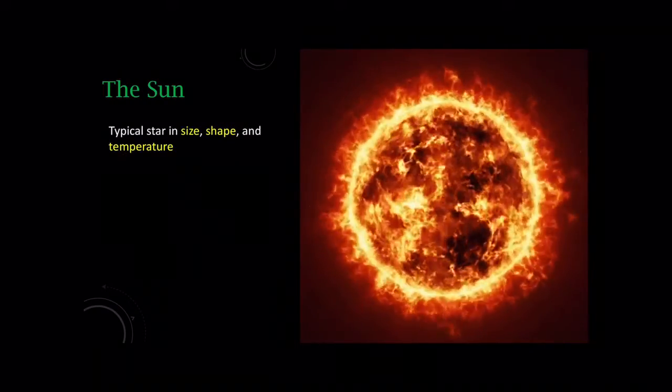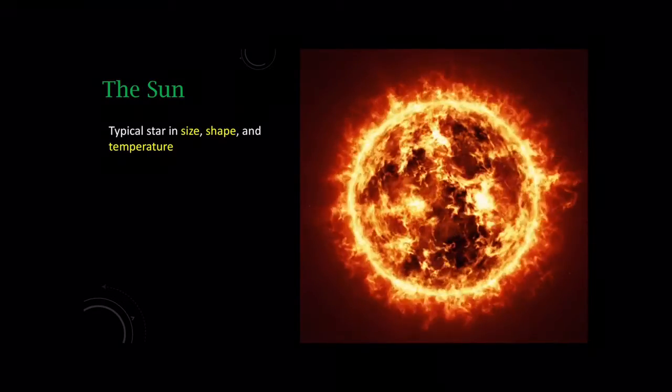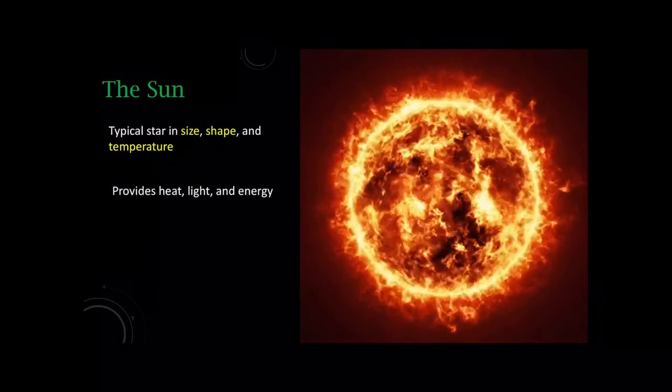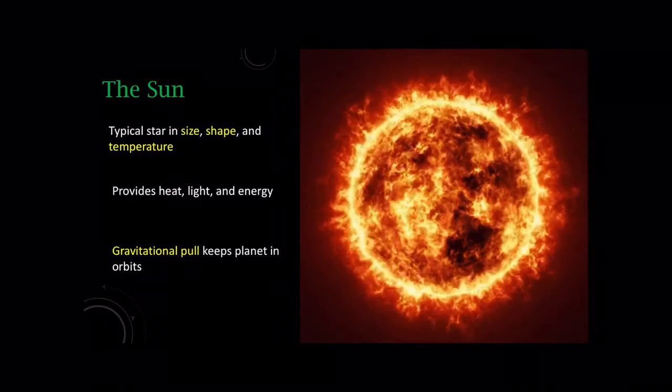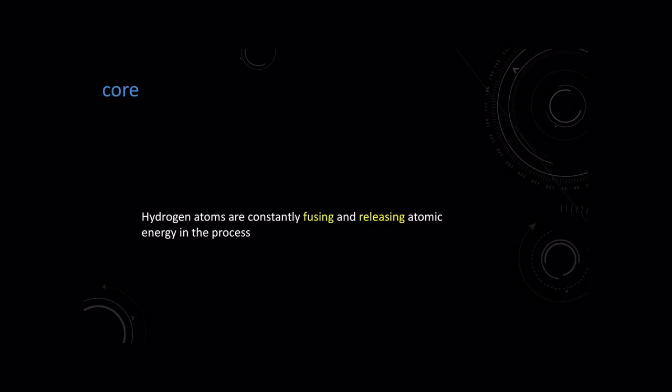All right, a few things about the sun. It is a typical star in its size, its shape, and its temperature. It provides heat, light, and energy, and it has a gravitational pull that keeps the planets in orbit. The core: hydrogen atoms are constantly fusing and releasing atomic energy in the process at the core. It is the center of the sun.